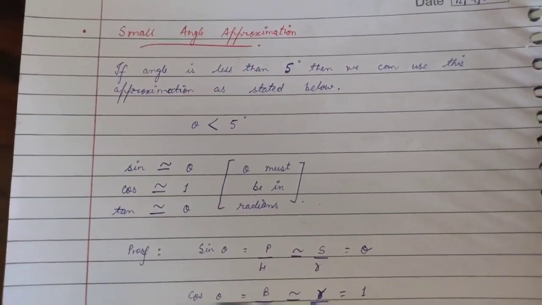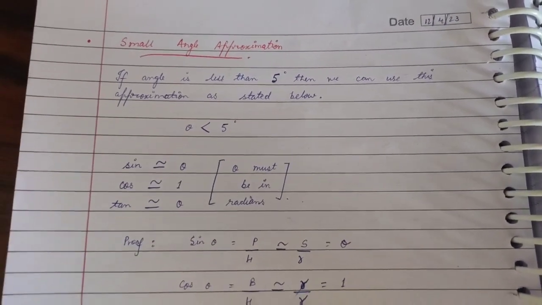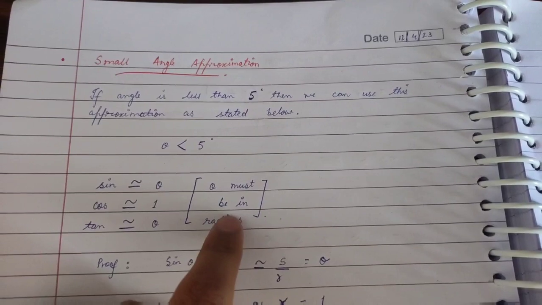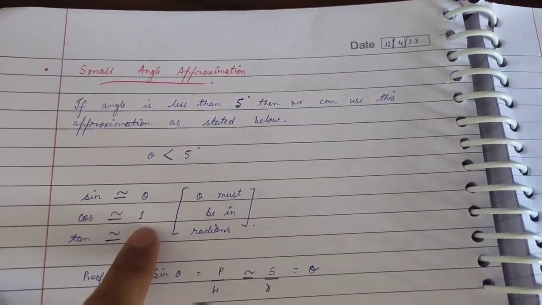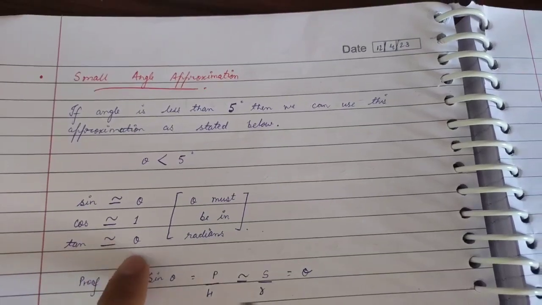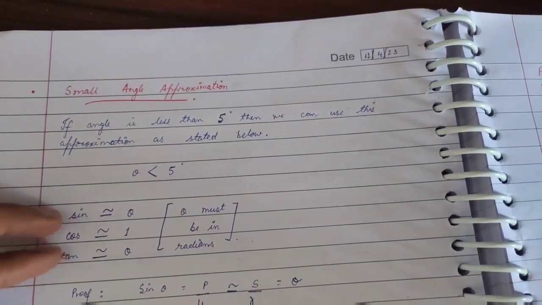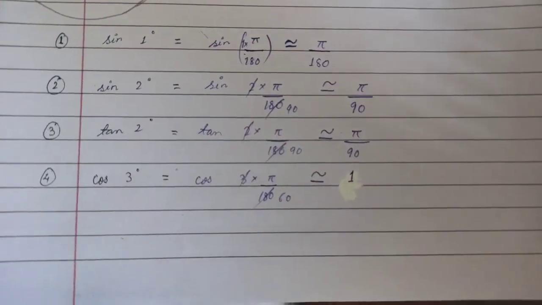When theta is less than 5 degrees, sin theta can be written as theta, and theta must be in radians. Cos theta, if less than 5 degrees, can be written directly as 1, and tan theta can be written as theta directly, but in both these cases theta must be in radians. Now let's see the examples.